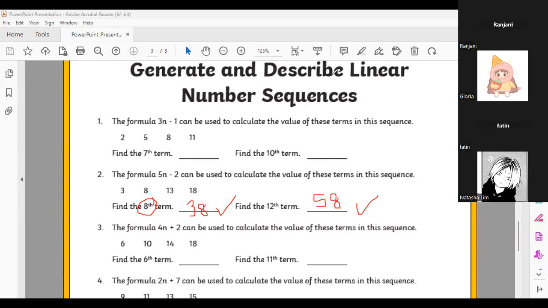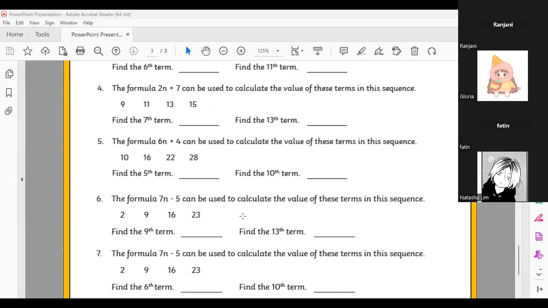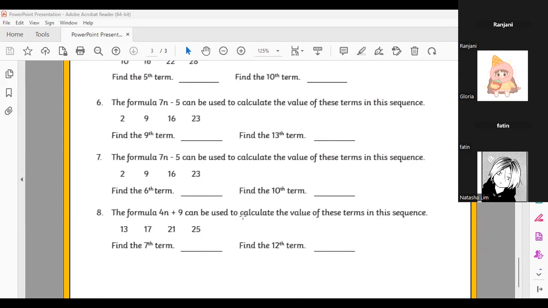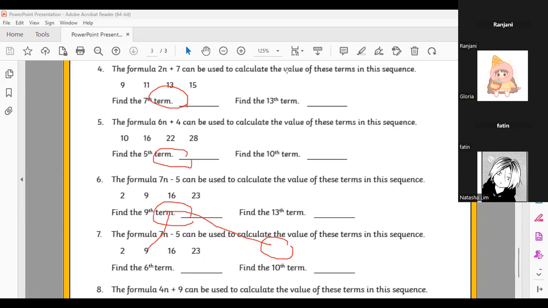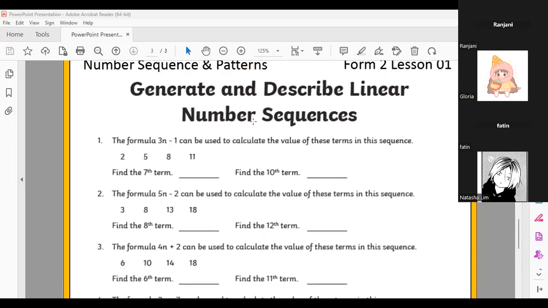So that's it. Lesson over for today. So you go and do all these questions here by just putting in the n value. You want to find the 7th term, you put in n as 7. You want to find the 12th term, you put n as 12 and you work out. You can see every formula, some of it are the same and some of it are different. Okay? You see that? So that's it. The last part of it is working with some formula, some rules, to find the nth term, which we don't know.